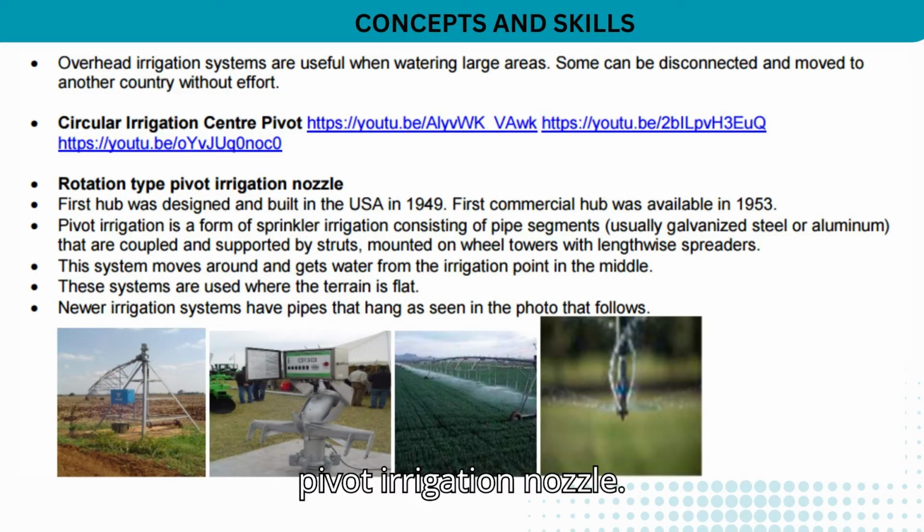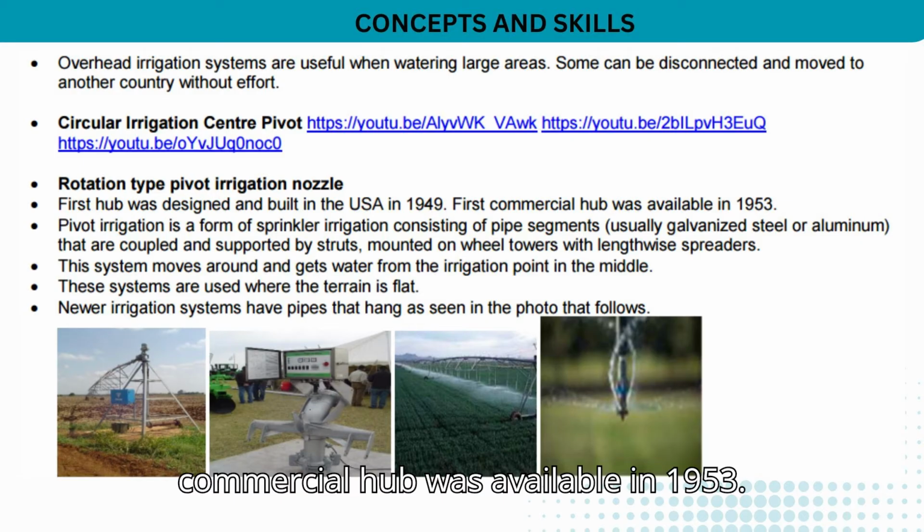Rotation type pivot irrigation nozzle. The first hub was designed and built in the USA in 1949. The first commercial hub was available in 1953.